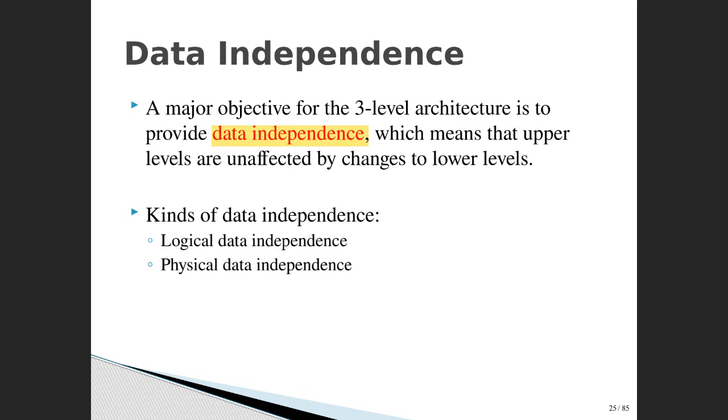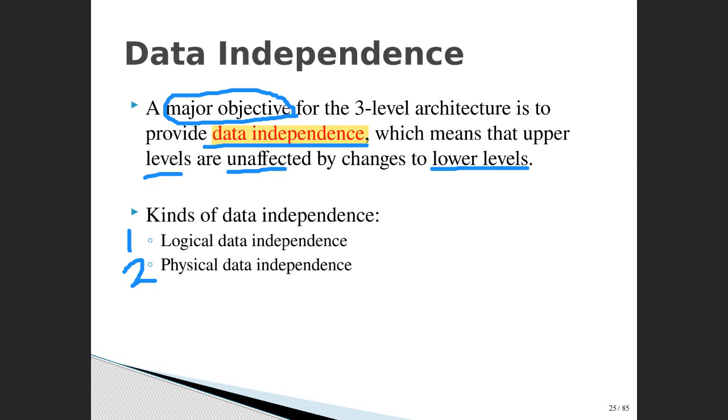So let's talk about the two kinds of data independence. Logical data independence, this is number one, and physical data independence. What does it mean by saying logical data independence or physical data independence? As a summary, data independence means upper levels are unaffected by lower levels. Okay, upper levels are unaffected by lower levels. So this is the major objective of the three levels.